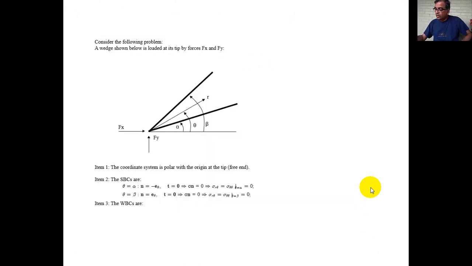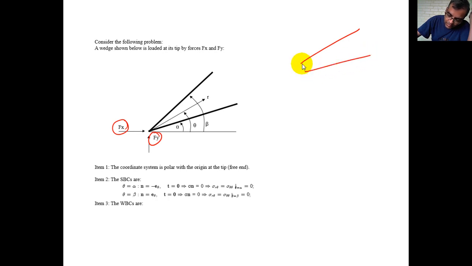Okay, so our first problem is a wedge. You can see the wedge. Here are the forces Fx and Fy at the corner of the wedge. This is the equivalent of a beam, and what we are doing is very slim and slender. So these are traction free. This is an infinite wedge, so it's going to go off to infinity. This comes down to a corner. So one boundary is a sharp point, another boundary is actually at infinity, and everything is at a corner.